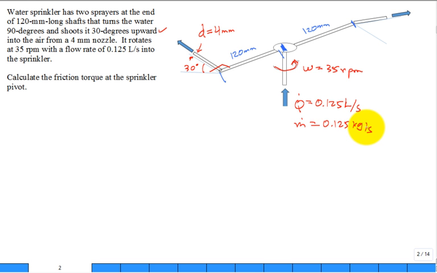Kilograms per second, isn't it? And then what is the flow rate in each of the two? There's two legs or shafts or two sprayers for this. Wouldn't it be half? So this is m dot divided by 2 going out to that side, m dot divided by 2 on the other, and you can do the math. What is it? 0.0625. Okay. Calculate the friction torque at the sprinkler pivot.